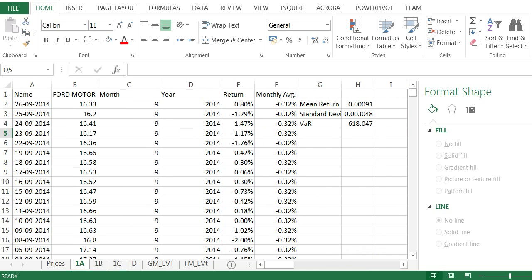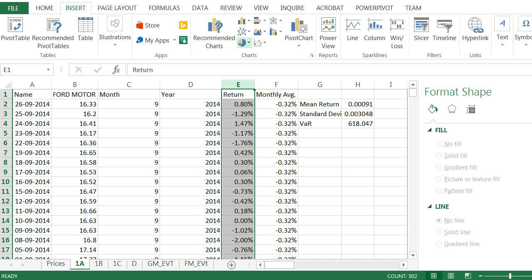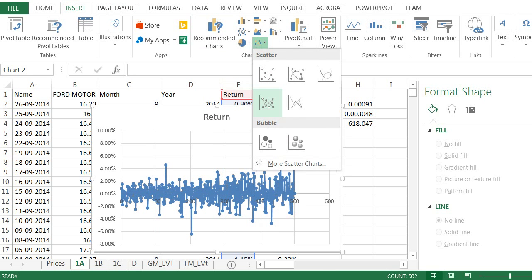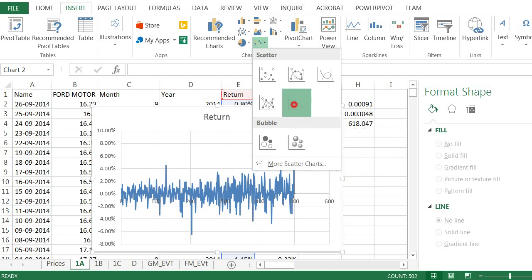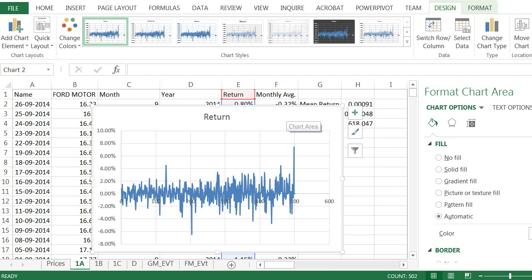Now you'll see I have done a monthly average of returns. And why have I done so? Well, let's plot returns. Wow, you can see that the scatter is quite volatile.